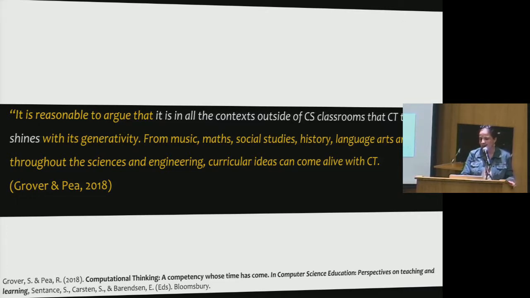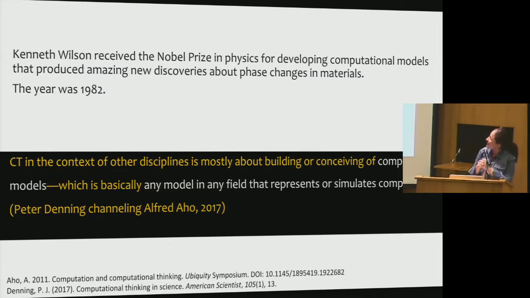And we're not the only ones thinking this way. Peter Denning, I don't know if any of you have read his writings, but he talks a lot about computational thinking actually emerging from the sciences. He says that the computer scientists were late to come to the game, to the party. It's really computational science that really fueled this idea of computational thinking in the disciplines. And he actually reminds us that Kenneth Wilson won the Nobel Prize in Physics for developing computational models that produced amazing new discoveries. And anybody know what year that was? It was more than 35 years ago, in 1982. And Denning often channels Alfred Aho, another eminent computer scientist, in saying that it's really about thinking about computational modeling in other disciplines.